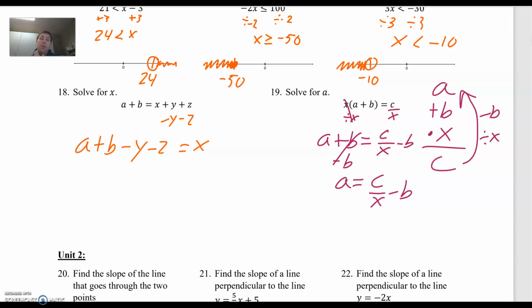So for these two equations, for 18 and 19, all you're doing is rearranging. That's it. You're just rearranging the equation. That's all you need to do. So this is one way of doing it. There is another way you could do it.